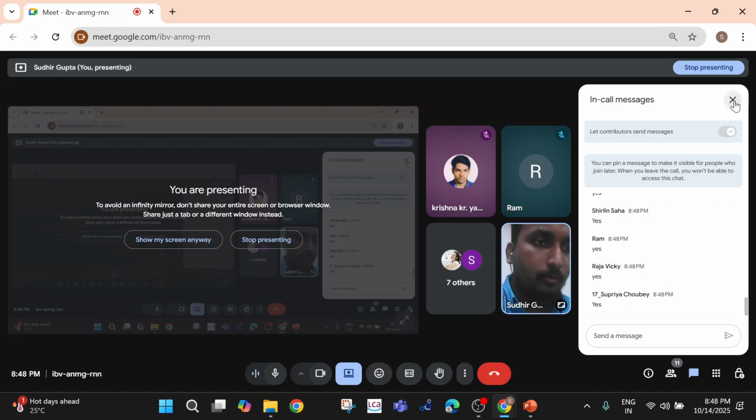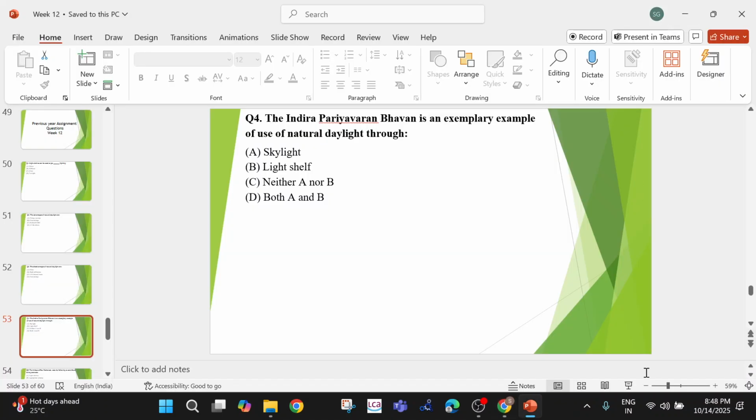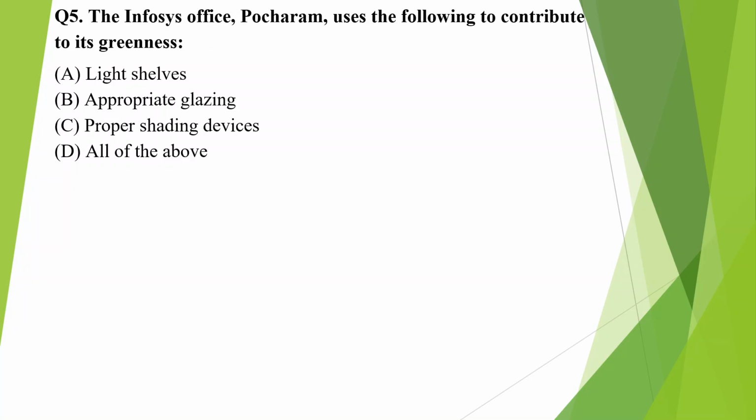Good. So let us move to the fifth question, guys, without wasting much time. Here is the fifth question. The fifth question is asking you all about what the Infosys Office Pochuram uses to contribute to its greenness.